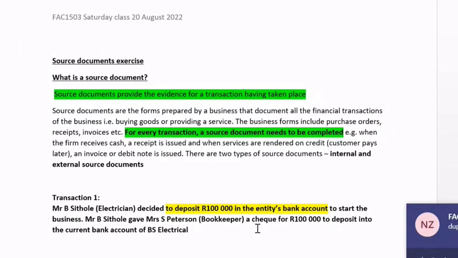So what is the source document, or what are the source documents? Can be one, can be two, can be three. What are the source documents or what is the source document or what are the source documents? So Myla is saying duplicate deposit slip and check.